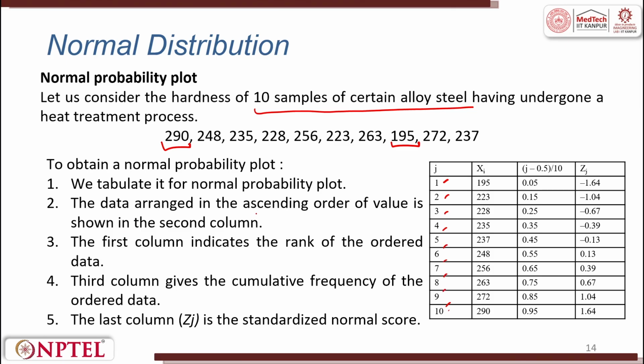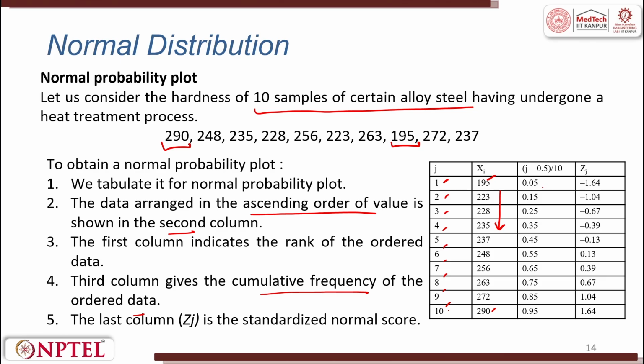Then we arrange the data in ascending order of value, that is in the second column. The minimum value is 195, the maximum value is 290, and it is put in ascending order. The first column indicates the rank of the ordered data, and the third column gives the cumulative frequency of the ordered data.